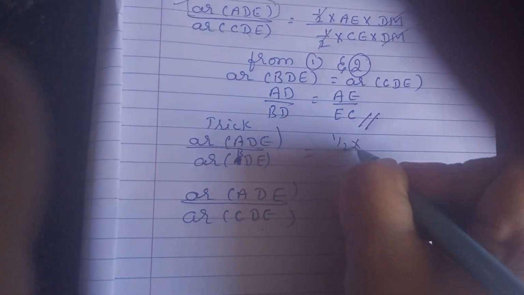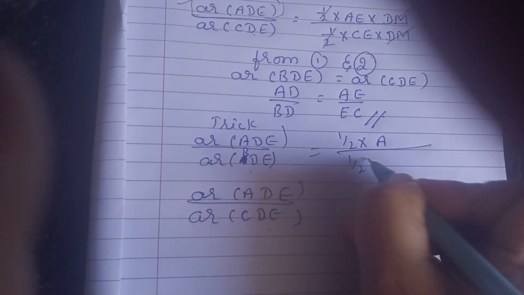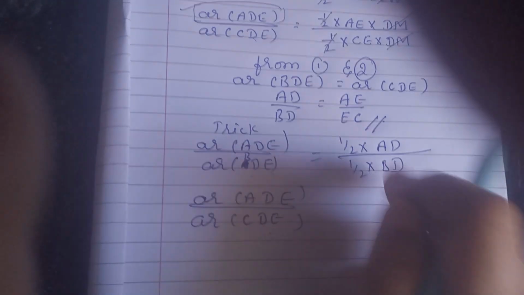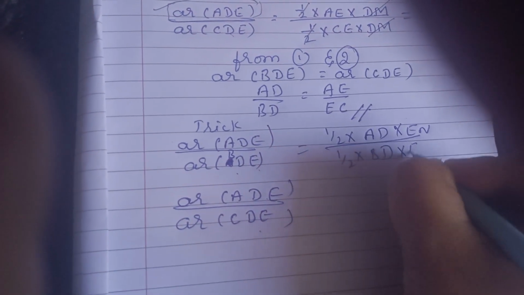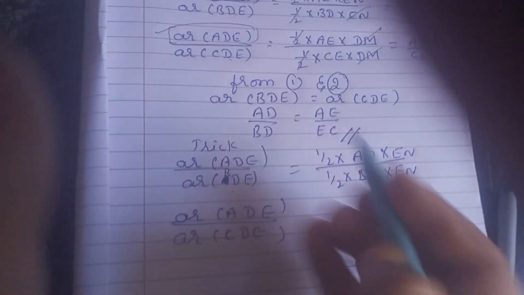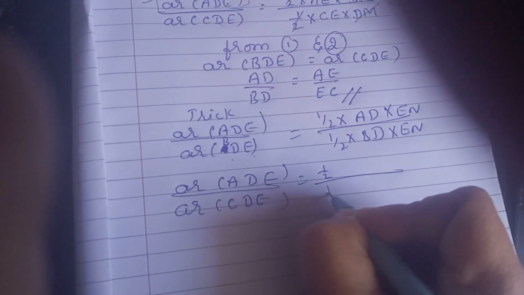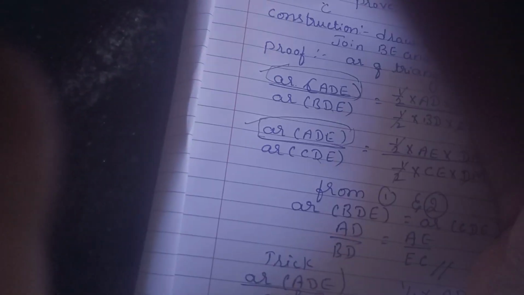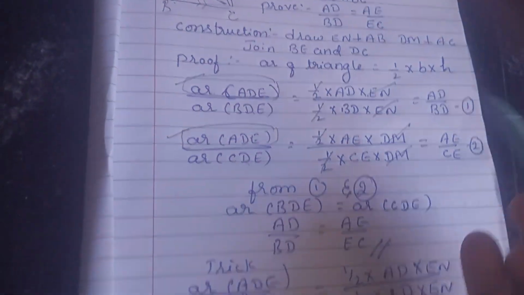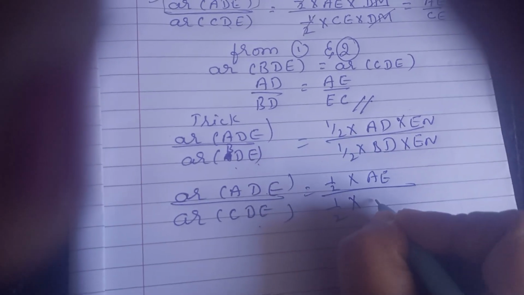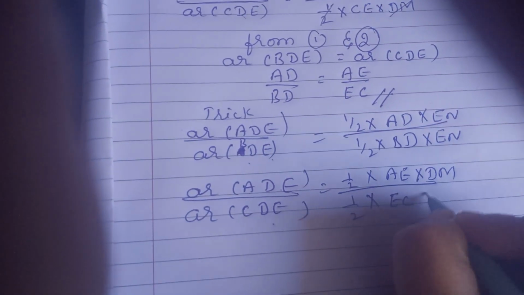In this proof, already we are going to prove half into base. Here also half. AD by BD, what are we going to prove? Same thing. Here, for AD the perpendicular line is EN. Write here EN on both sides. Similarly, half into what we are going to prove? AE by EC. Write here AE by EC. Which is the perpendicular line here? DM is the perpendicular line. Draw DM.